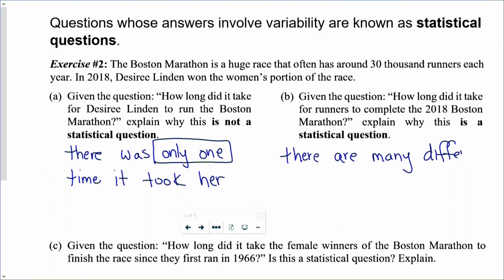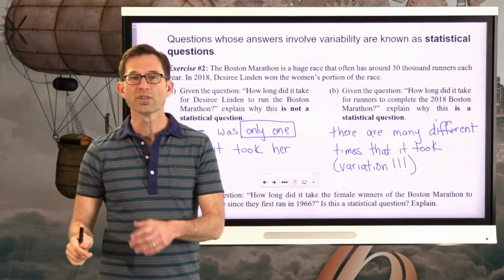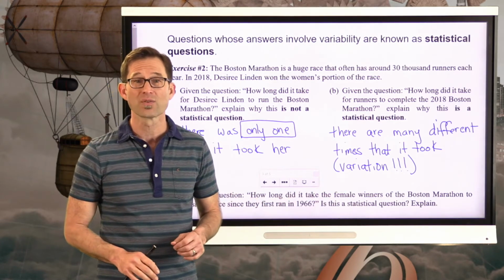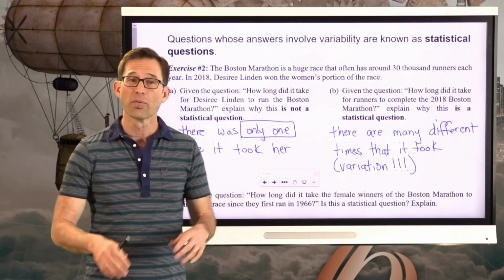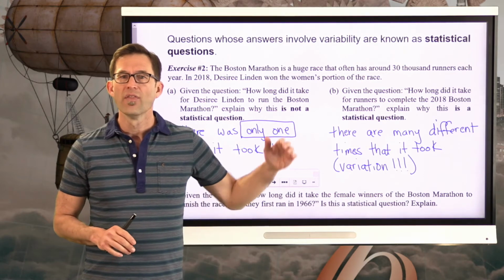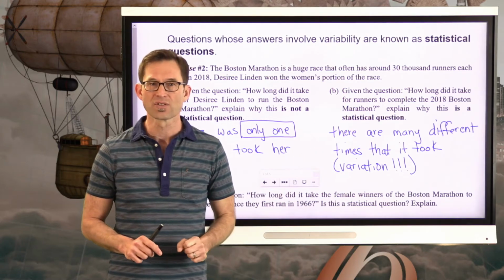There are many different times that it took. Variation. Right? There's variation in the amount of time that it took, right? There's somebody who finished first, Desiree Linden, in 2018 for the women. There's somebody that finished last. There are the people that finished in the upper half, the people that finished in the lower half. There's average amount of time. There's all sorts of different amounts of time that it took for people to finish this race. And because of that, this is a statistical question.